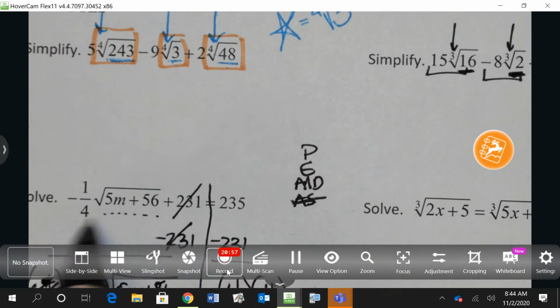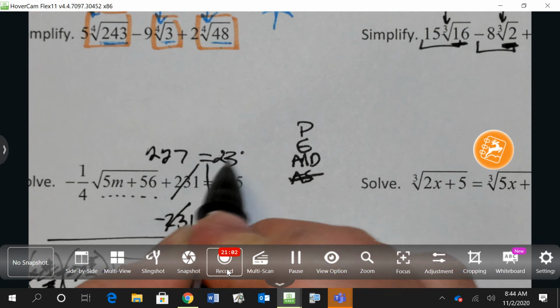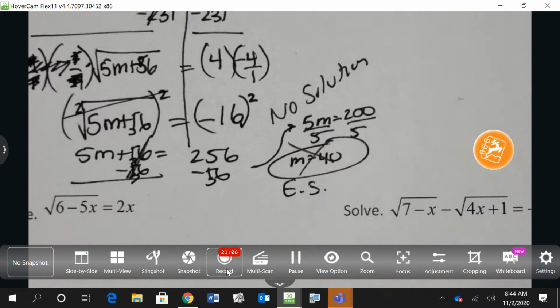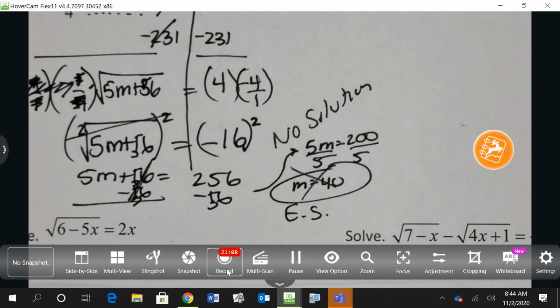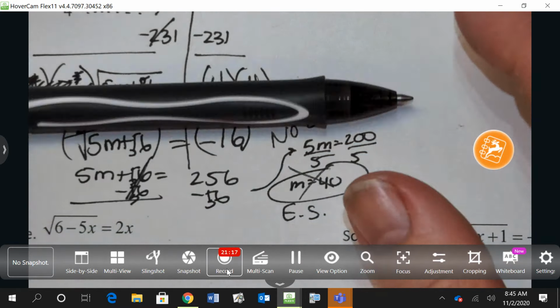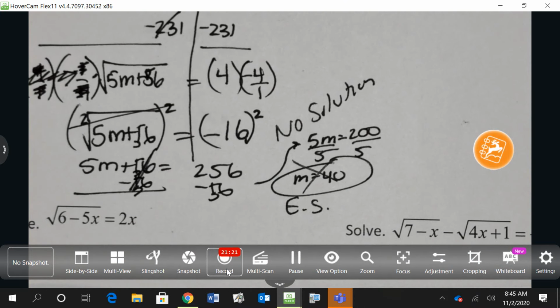That means this side is equal to 227. The right side is 235. They're not equal, which means this is an extraneous solution. When there's no other answers and you get an extraneous solution, if there's nothing else there, then the answer is no solution. So whether you recognize it at the earlier step and write no solution, or you do all the math and go back and check to determine no solution, is really up to you.